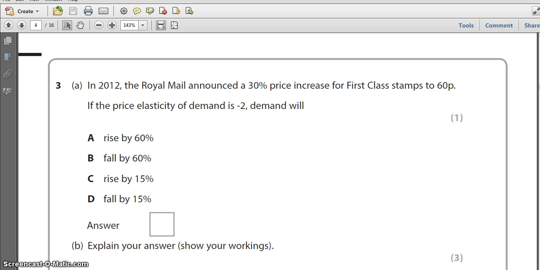Now, because the figure is -2, that must mean the product is elastic. -2. It's an elastic product, and that makes sense because first class stamps are a luxury item. If you want to send a bit of post, you don't have to send it first class, you can send it second class instead. So there are substitutes for first class stamps. So there we go, that is price elasticity of demand. You have to know how to work it out, and you have to know what causes it to be elastic, and you have to know what that affects a business in terms of its revenue.